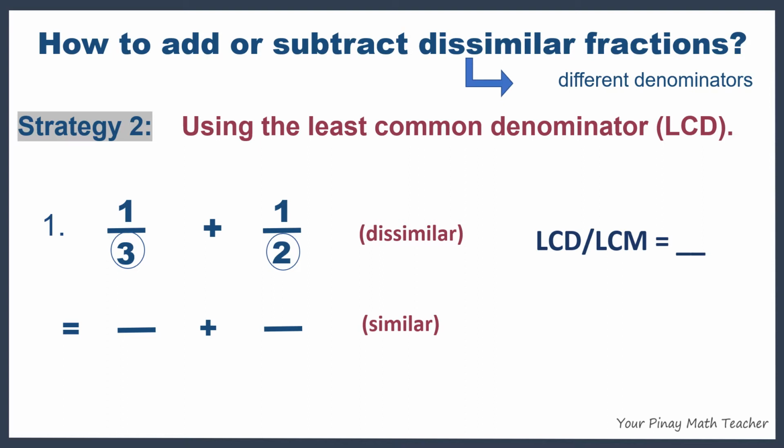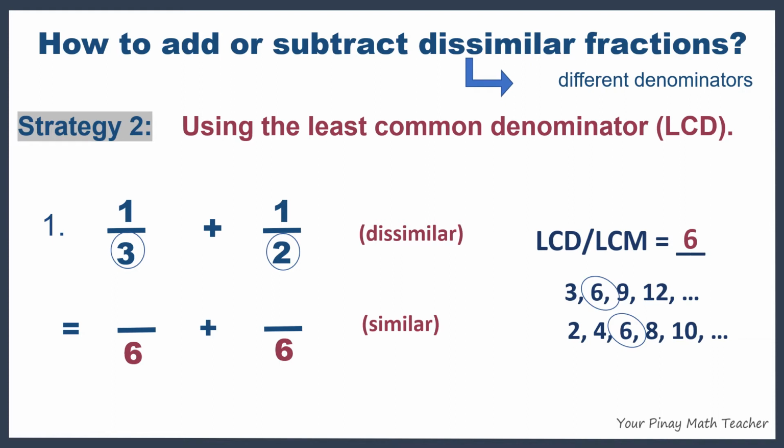So list the first few multiples of 3 and 2. Based on the list, 6 is the least common denominator or least common multiple of 3 and 2. So we have to put 6 under the fraction bar, and let's get an equivalent fraction of 1/3 in terms of a denominator 6. So what will you multiply to 3 to get 6? Of course, it's 2. Do the same in the numerator 1.